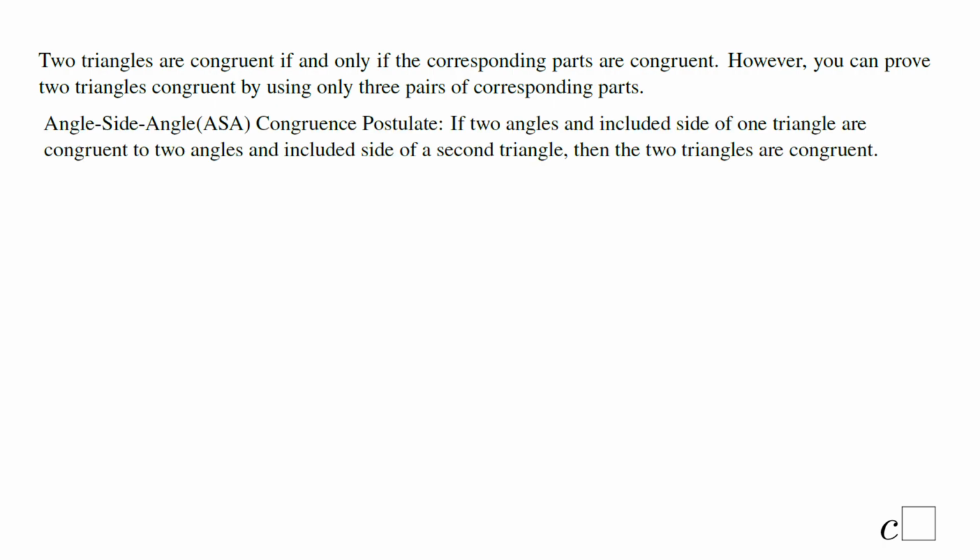The first way to prove that two triangles are congruent in this lesson is what we call the angle side angle congruence postulate, or simply ASA. And it says here, if two angles and the included side, very important, included side of one triangle are congruent to two angles and the included side of the second triangle, then the two triangles are congruent.